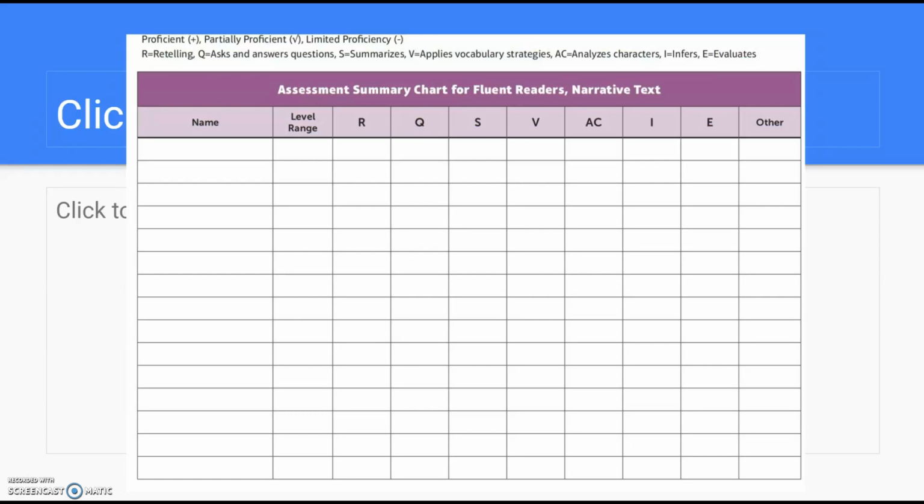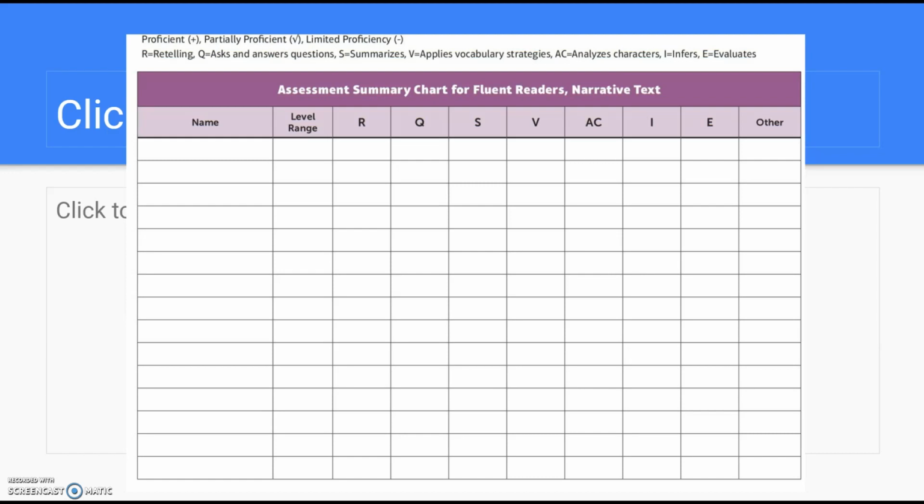Here I have the assessment summary for Fluent readers. The one I have shown is for a narrative text. There is a different one for informational text. For these, you're going to write under each strategy a plus sign if the student's proficient and independent, a check if the student's partially proficient but needs some scaffolding, and a minus sign if the student demonstrates limited understanding of that strategy.